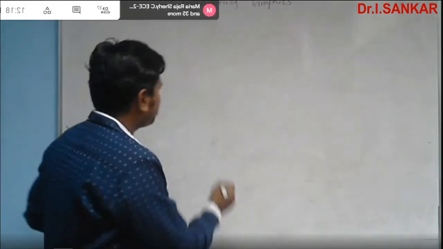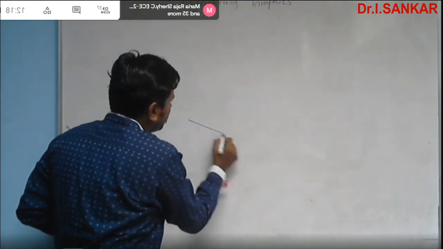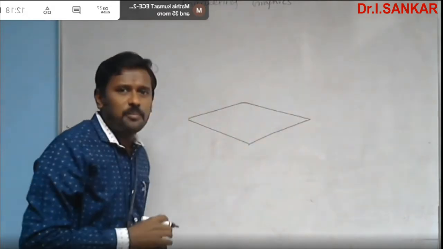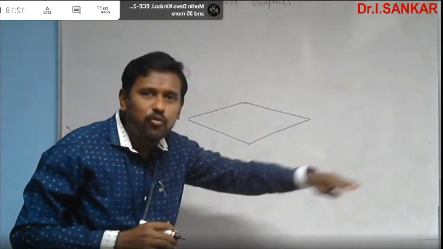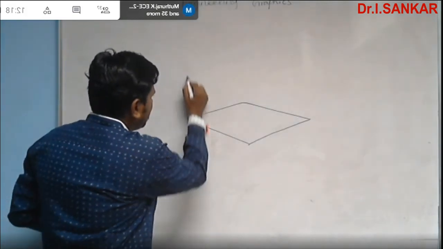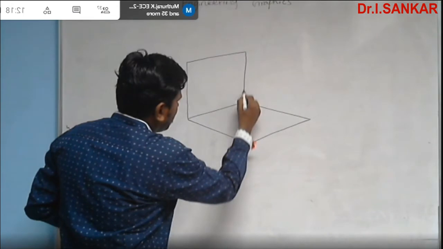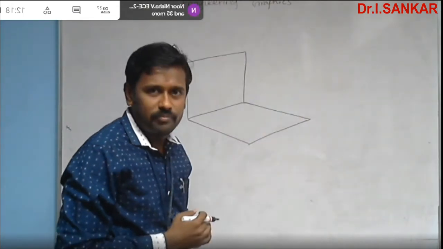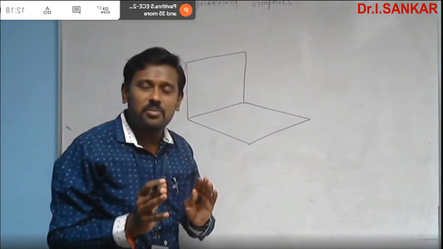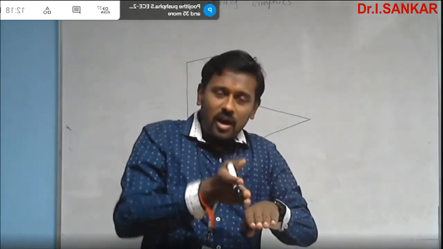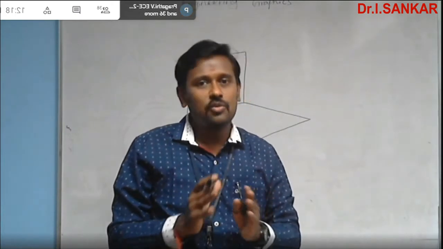See here, it is a plane, just like the floor in our home. And this is also a plane, just like the wall in our home. What is the inclination between the floor and wall in our home? It is 90 degrees. So the floor and wall are mutually perpendicular to each other.